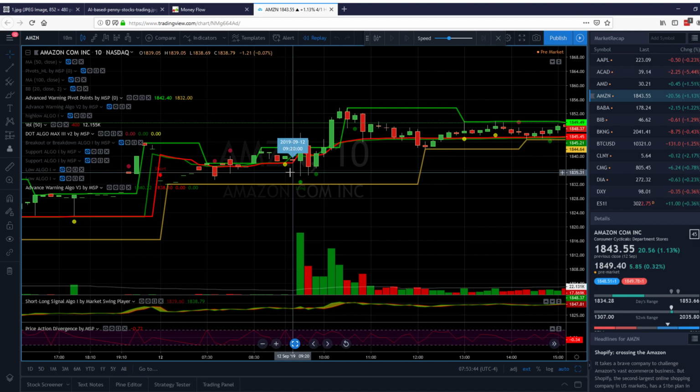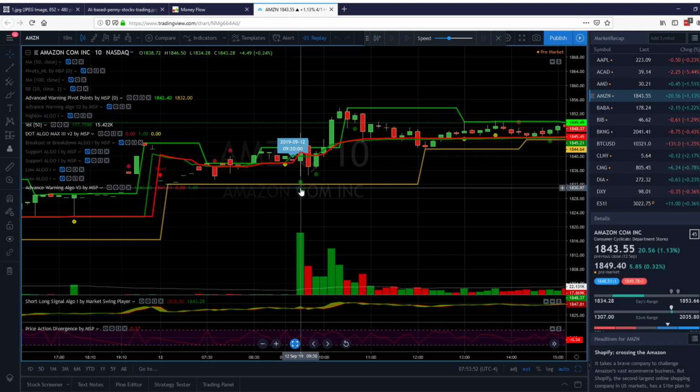All right, so here's 0920 and the market opened up. So this is the 0930 candle. And that's what we're trying to play before the market opened. So we were informed by MSP ALGO that price is going to flush and reverse. Okay? So the low of the 930 and 940 candle is about 1834. Okay?